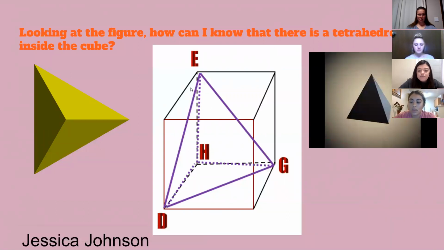Back to the tetrahedron inside the cube here. This is face 1, and it lies along the left side of the cube. This is face 2, and it lies along the back side of the cube. This is face 3, and it sits on top and runs through the middle of the cube. This is face 4, and it lies on the bottom of the cube.